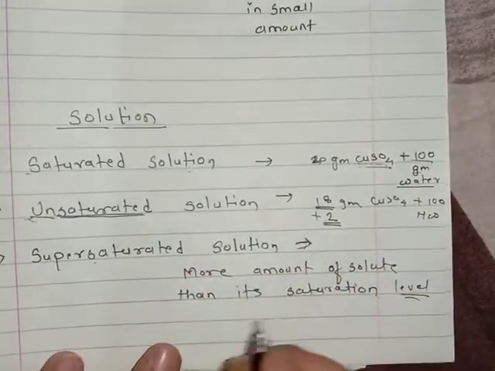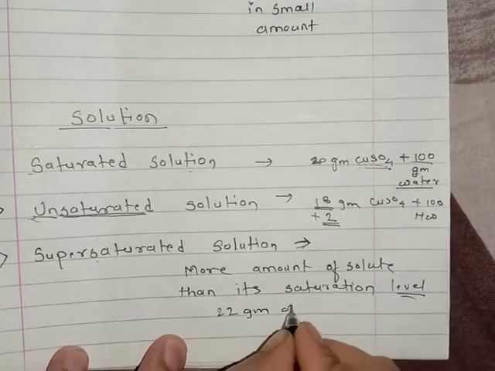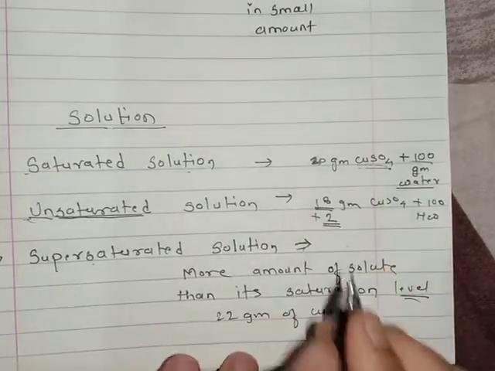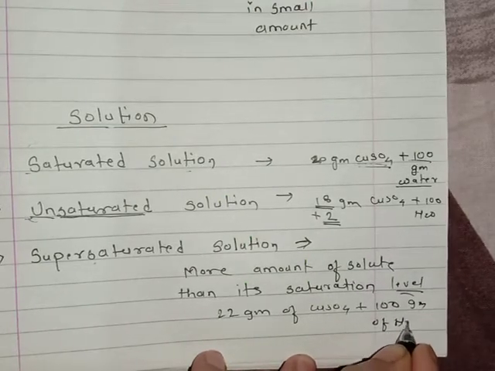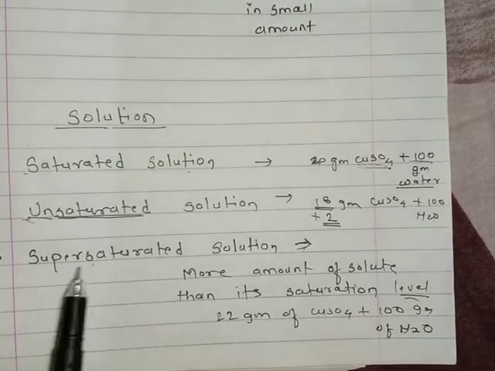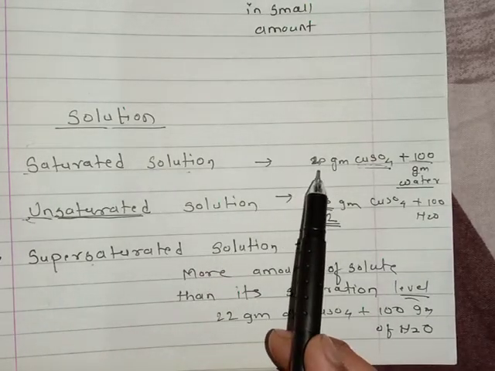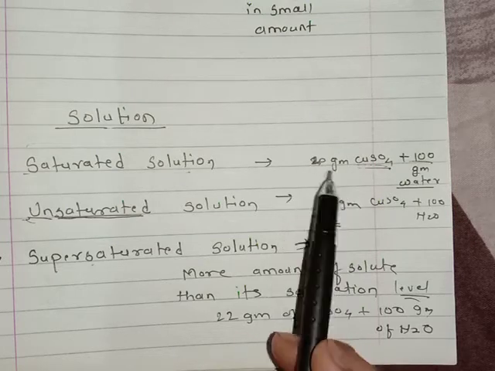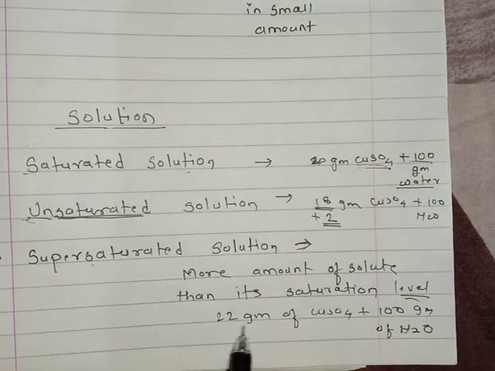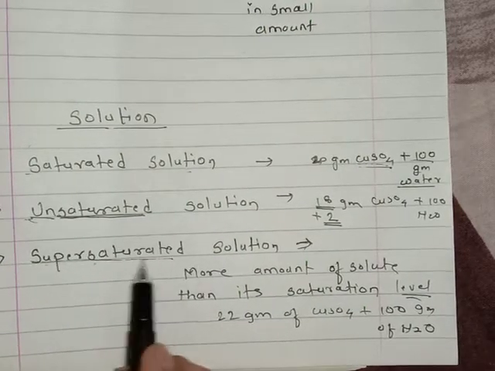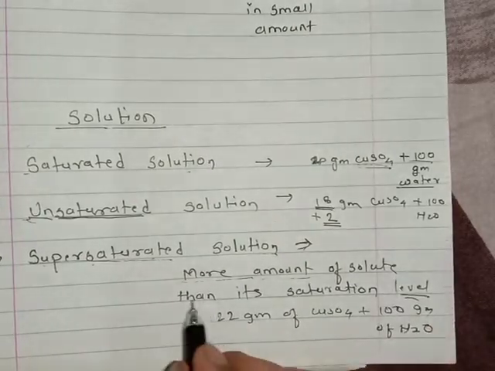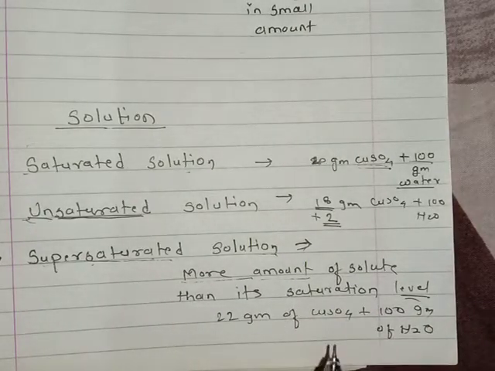Now children, if we add 22 gram of copper sulfate at the same temperature into 100 gram of water, so that will form supersaturated, because its saturation level can be achieved by adding 20 gram of it. If we add more than that, whatever the excess salt is there, that will go at the bottom of the beaker in a crystalline form. The solute will form the crystals in that. This type of solution is called supersaturated, in that more amount of solute is added than its saturation level.